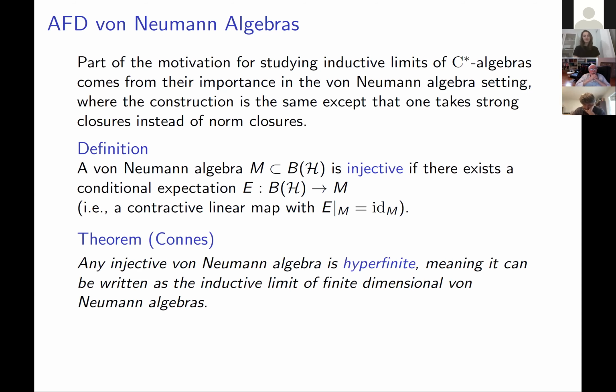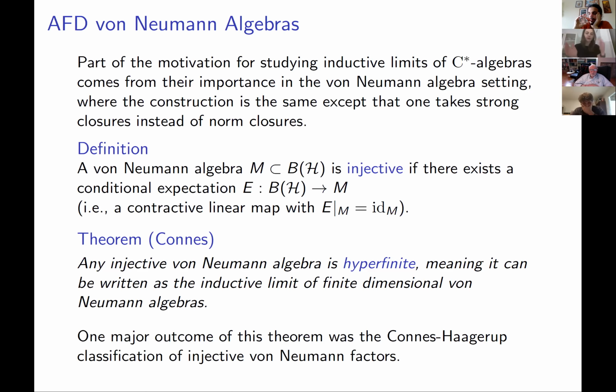And why am I bringing that up? Because Connes, in the work that eventually won him the Fields Medal, proved that any injective von Neumann algebra is an inductive limit of finite dimensional von Neumann algebras, for which we use the word hyperfinite. Because of Connes's work, hyperfinite von Neumann algebras have become a central part of the study of von Neumann algebras. Well, they already were, but now with more robust theorems underlying it. One particular outcome is the classification by Connes and Haagerup of injective von Neumann factors.